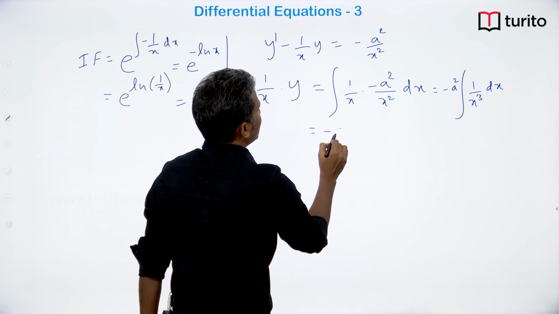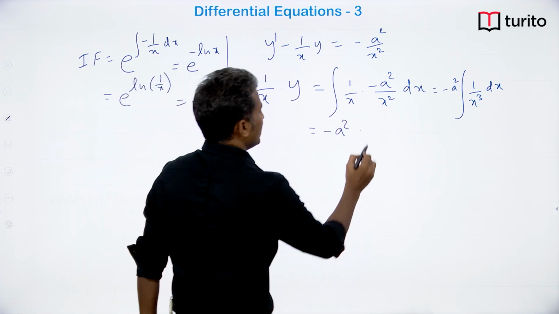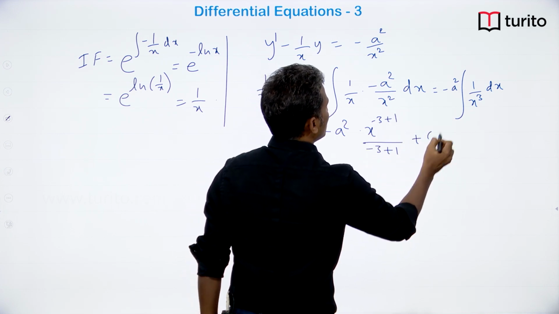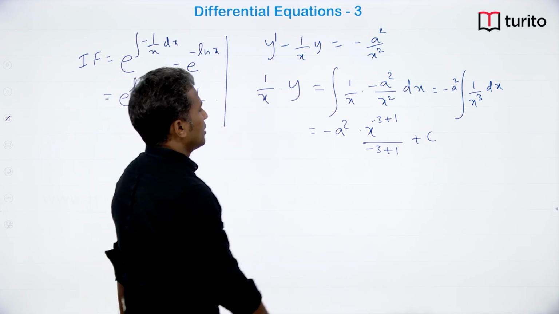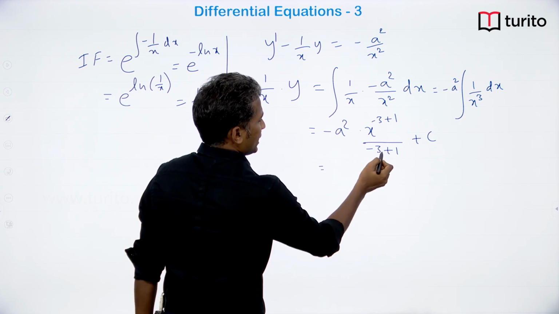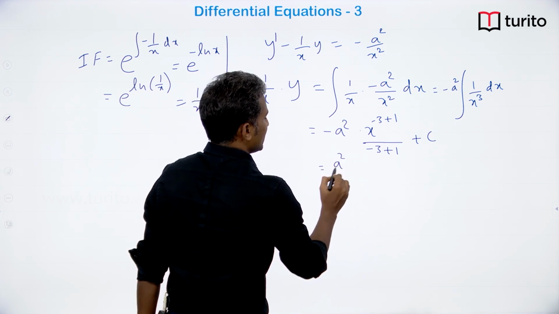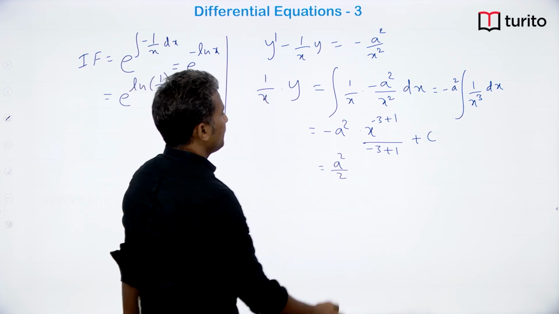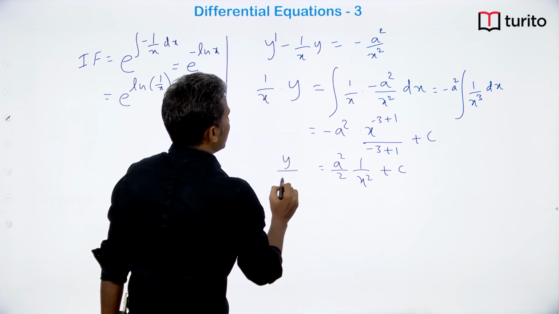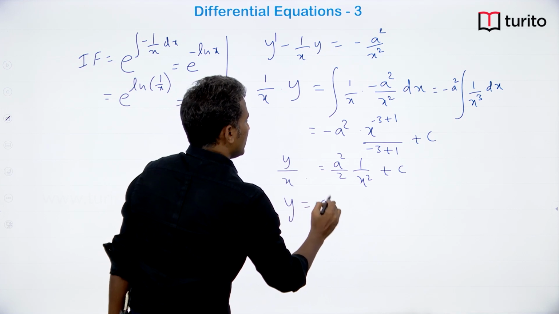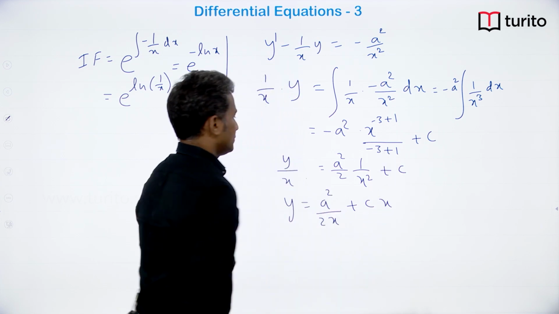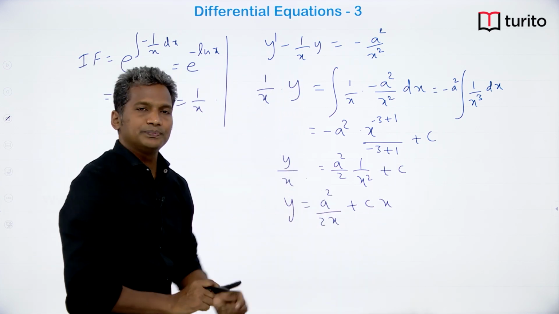So how do we integrate it? It is one of the standard forms. So we will get x raised to minus 3 plus 1 divided by minus 3 plus 1 plus some constant c. Now when we simplify this, what are we going to get? Here it is anyways minus 2, so minus minus will get cancelled, we will get a square by 2 into 1 by x square, there is plus c here and here it is y by x. So y will be equal to a square by 2x plus cx. Okay, so this way we can solve the problem.